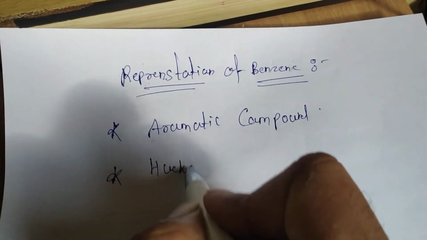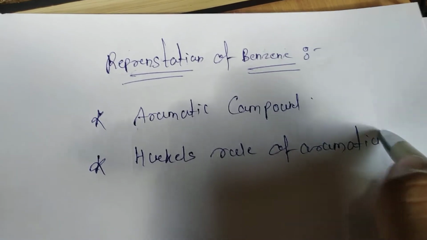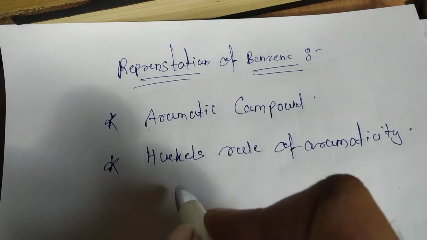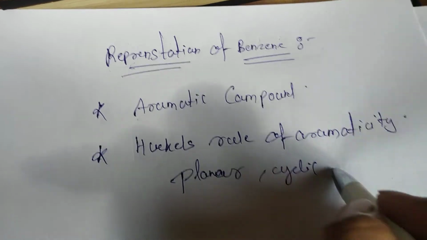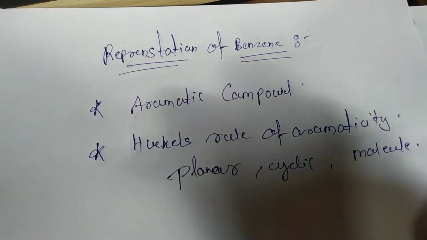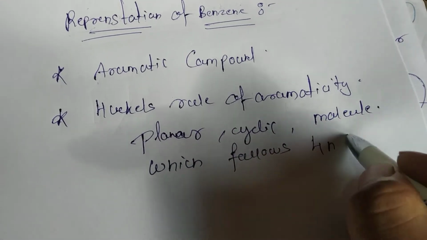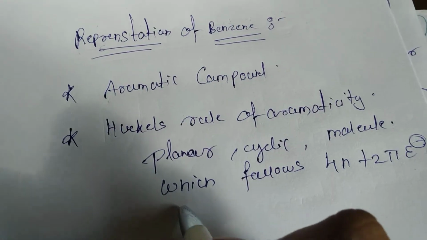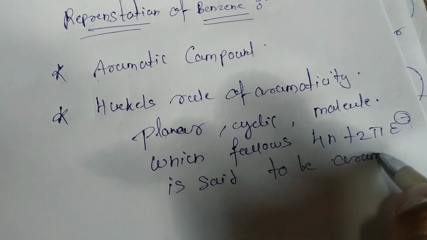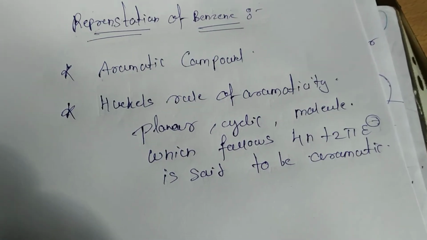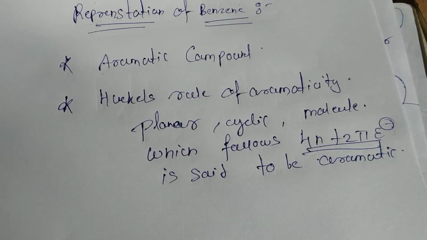Because it follows Hückel's rule of aromaticity. Now what is Hückel's rule of aromaticity? Any planar, cyclic molecule which follows the 4n plus 2 pi electron rule is said to be aromatic in nature, right? So this is what aromatic compounds are: those which follow the 4n plus 2 pi electron rule.